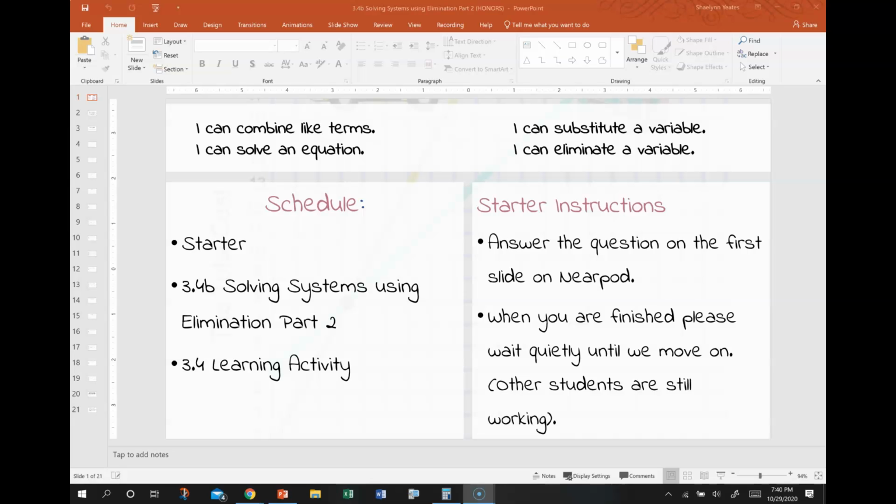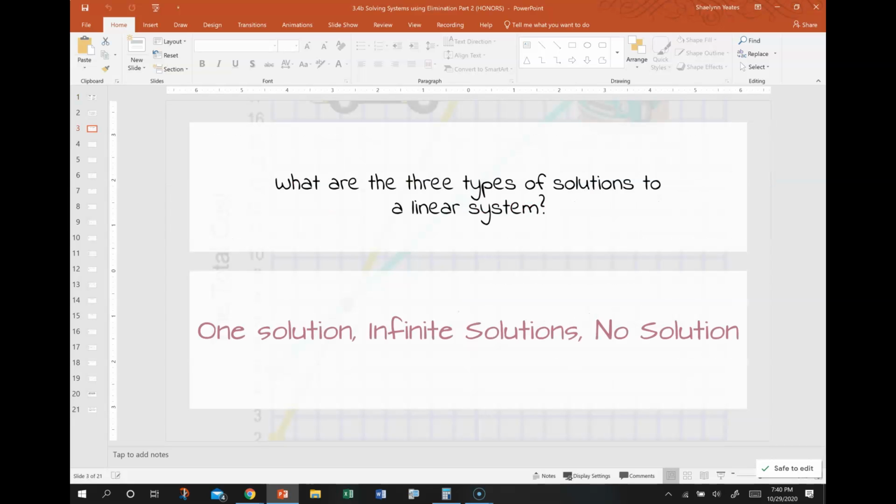All right, so we're just continuing that same idea from last time. We're just going to continue on that same path. All right, so the three types of systems of a solution are one solution, infinite solutions, no solutions.